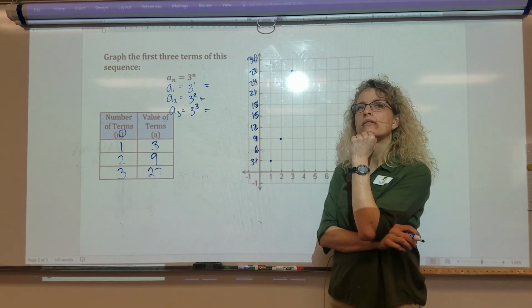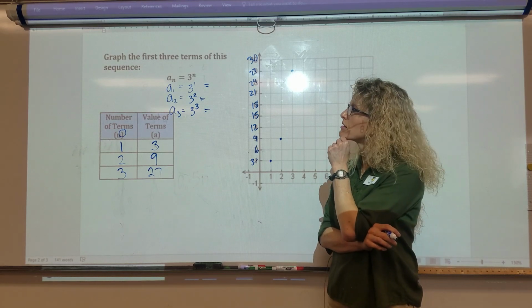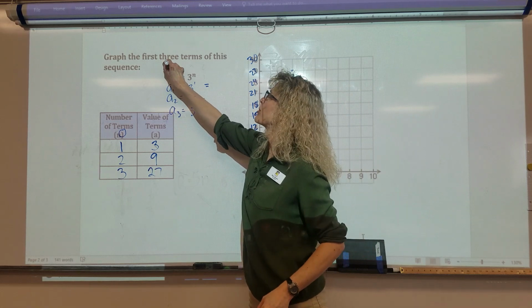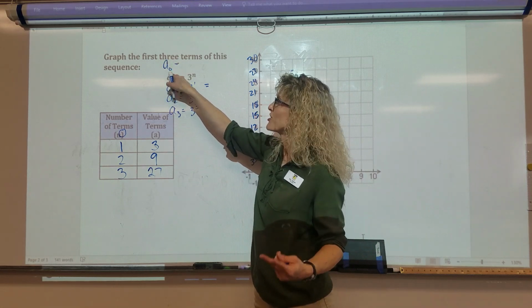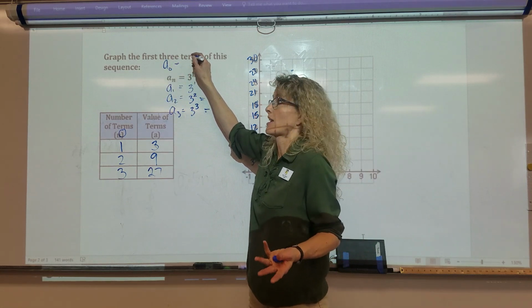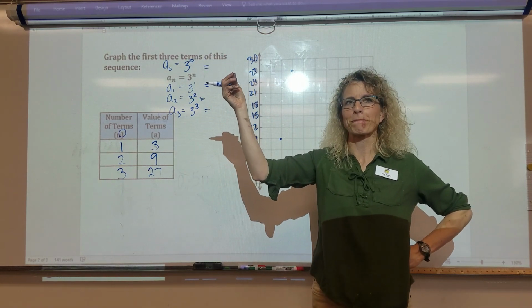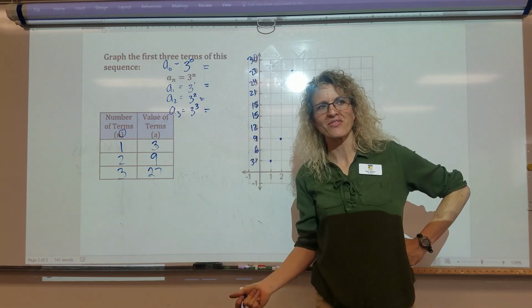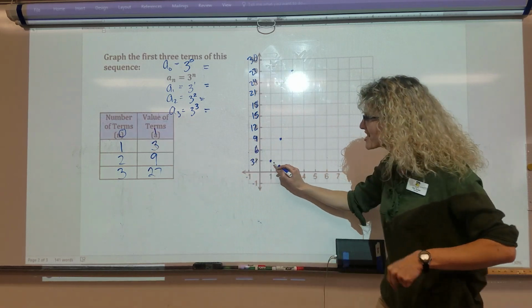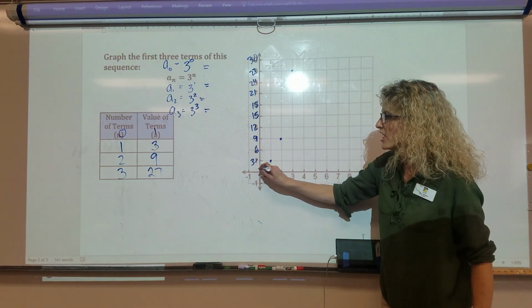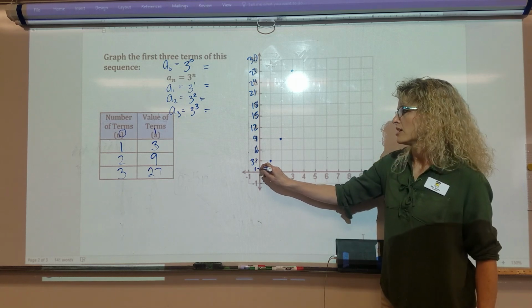Well, because 3 to the 0 power is still 1. Okay, we're thinking. The 0th term, that's kind of a nerdy way to say it. The 0th term is 3 to the 0 power. What is 3 to the 0? Think. Get ready? 1. So it looks like it does, but it doesn't. It goes through right there at 1.